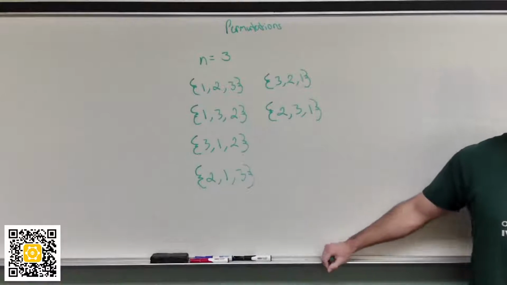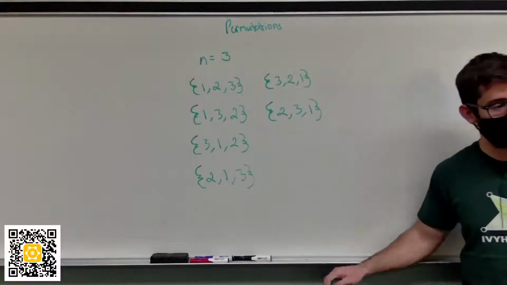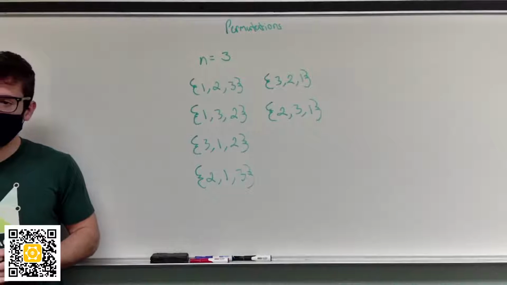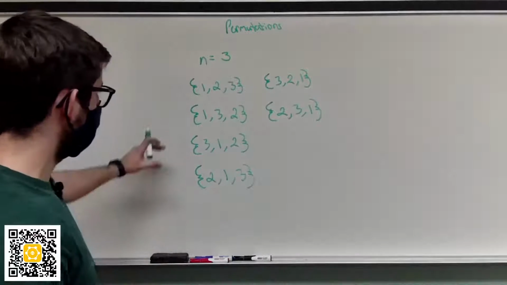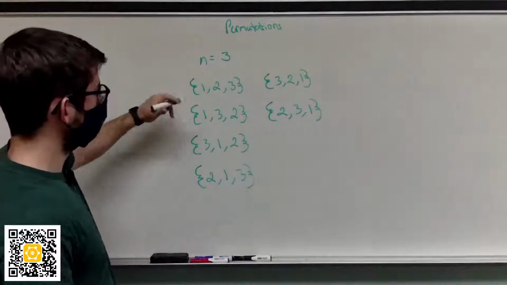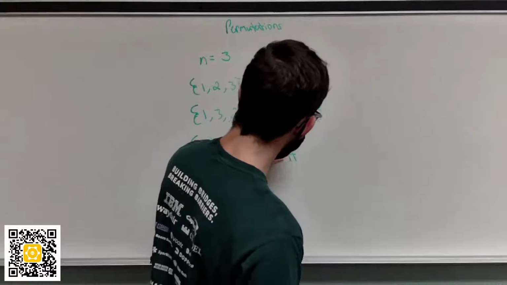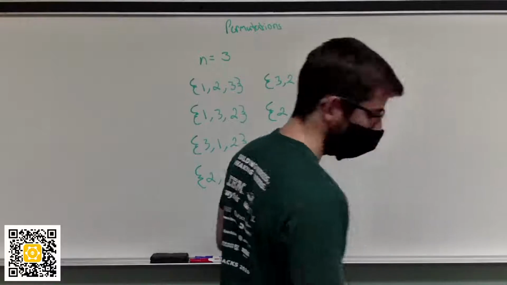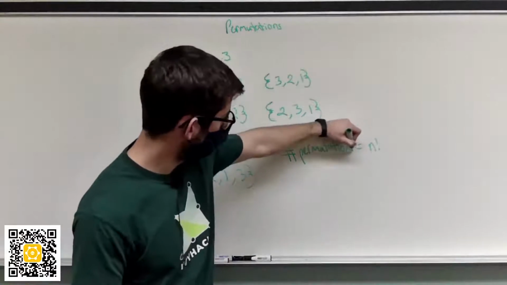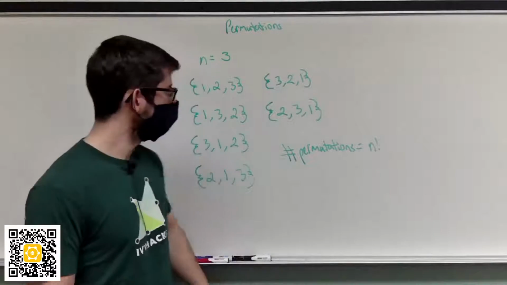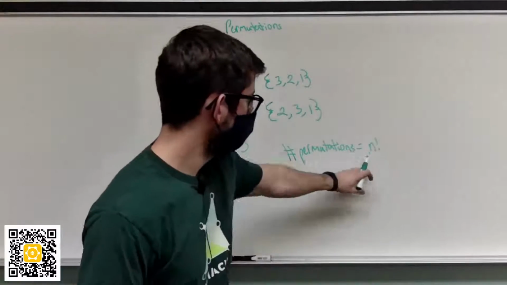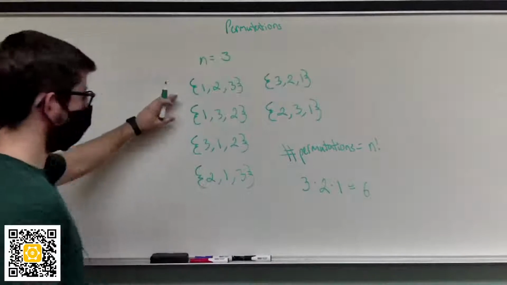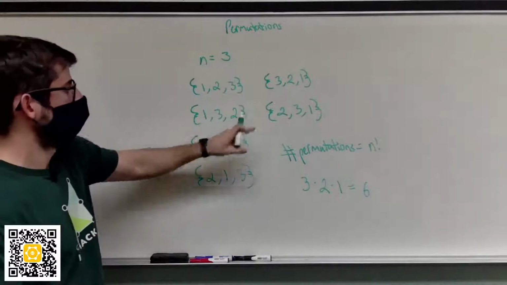Is there another one here that we're missing? No, you said that pretty quickly and confidently. Why? Because it's 3 factorial. Perfect, that's exactly why. The number of permutations we have is equal to n factorial. I know I'm blocking the camera, so give me 1 second. There we go. The number of permutations is equal to n factorial. If n is equal to 3, in this case, the number of permutations will be 3 times 2 times 1, which is equal to 6. And as you can see, we do have 6.